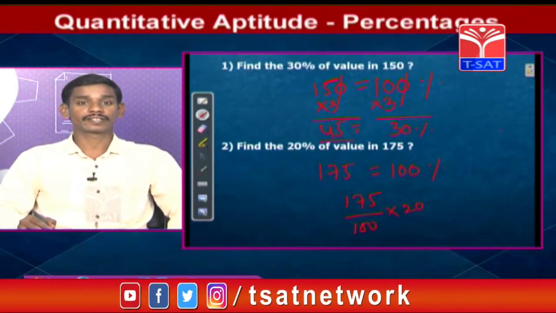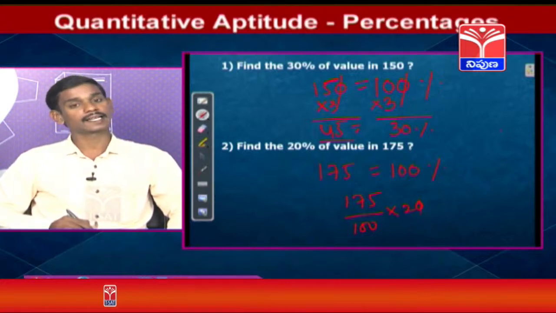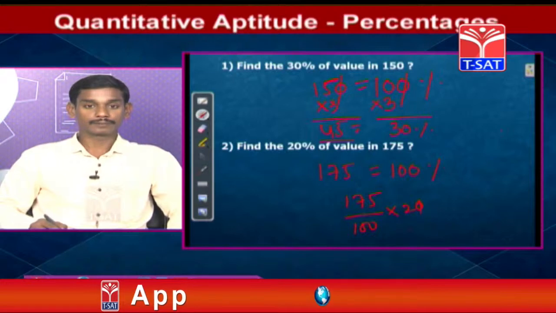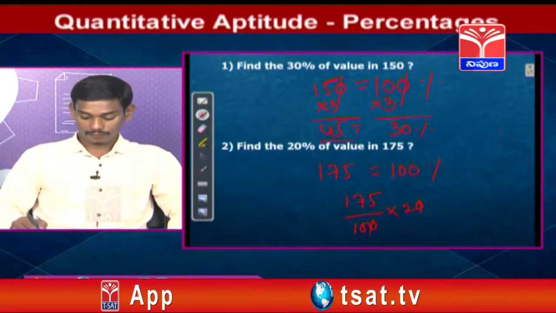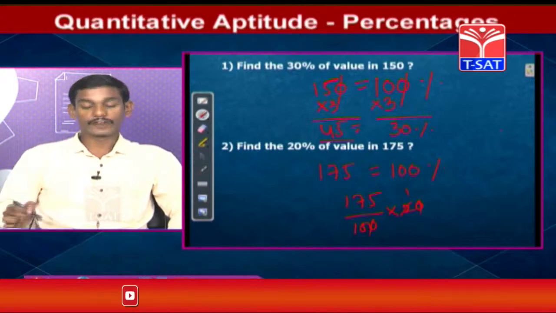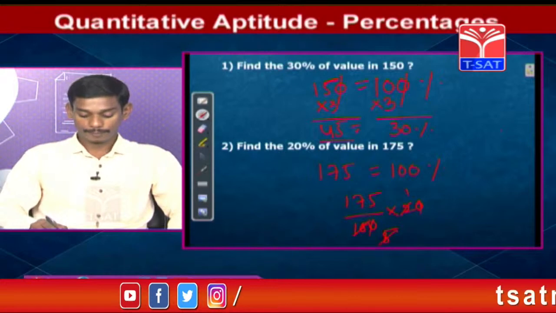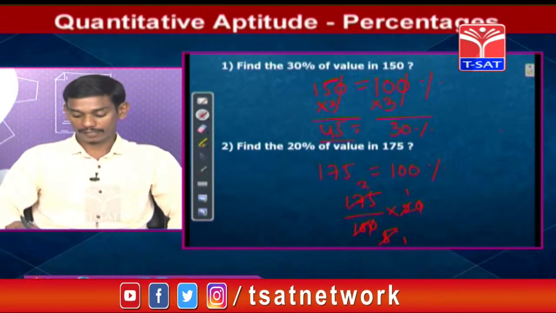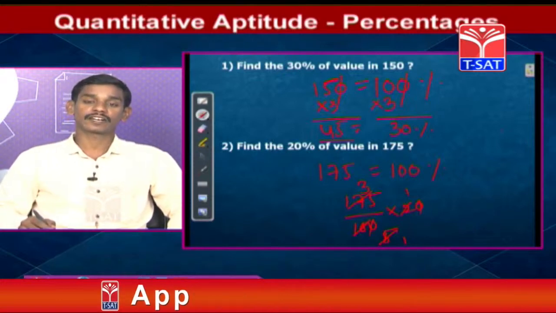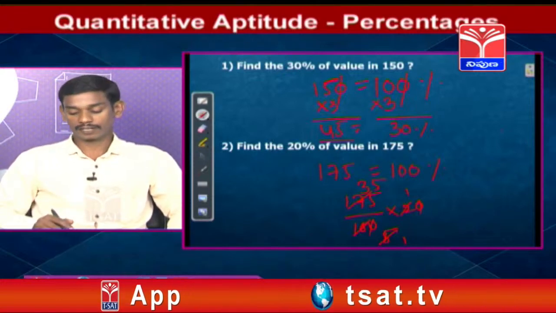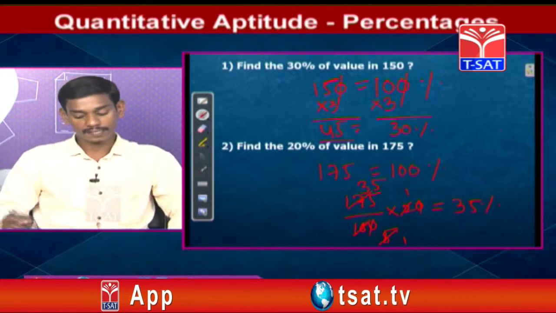Why? Because time safety is very important in any examination. So the two zeros will cancel. 2 1s are 2, 2 5s are 10, 5 3s are 15, and remainder is 2, and leaving number is 5. 25 means 5 5s are 25. So what is the value of 20 percentage in 175? That means 175 is 35.